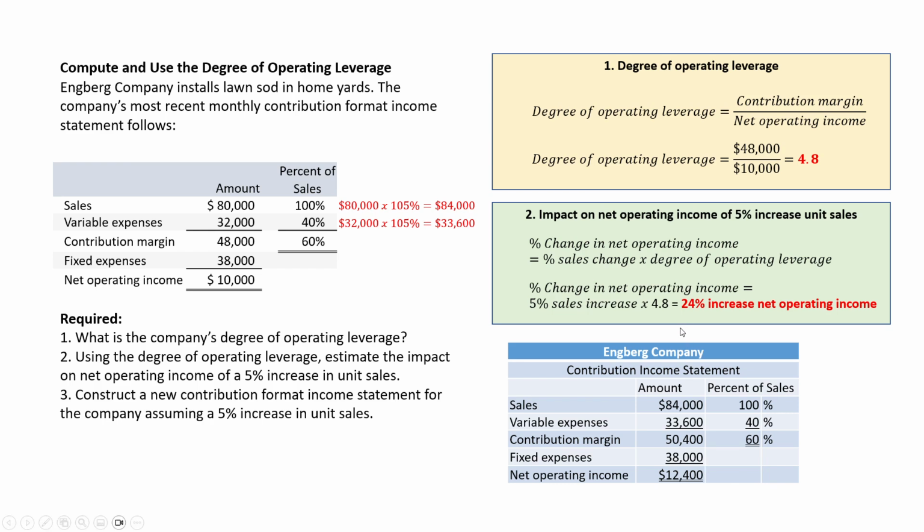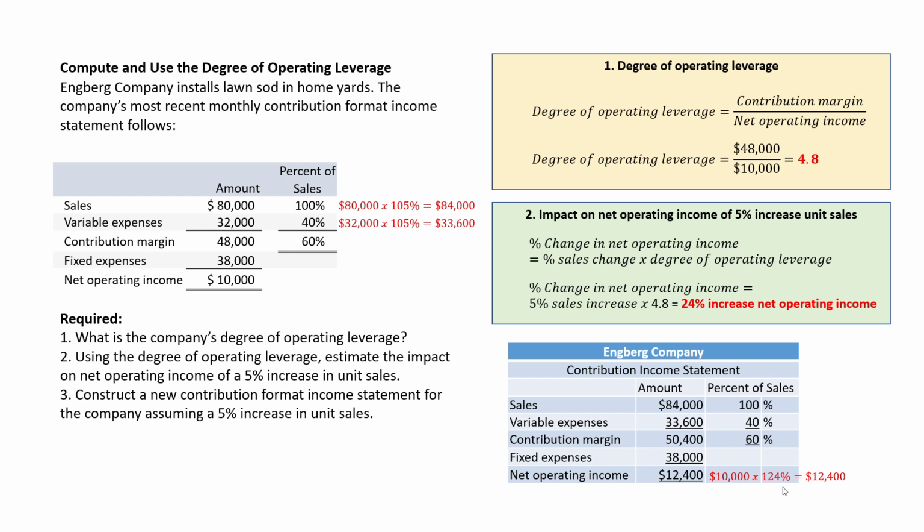Again, recall, we said that a 5% increase in sales would lead to a 24% increase in net operating income. And let's prove this out. If we took our $10,000 and increased it by 24%, we do that by multiplying it by 124%, it would be 12,400. So that proves out that a small change in sales leads to a huge change in net operating income.